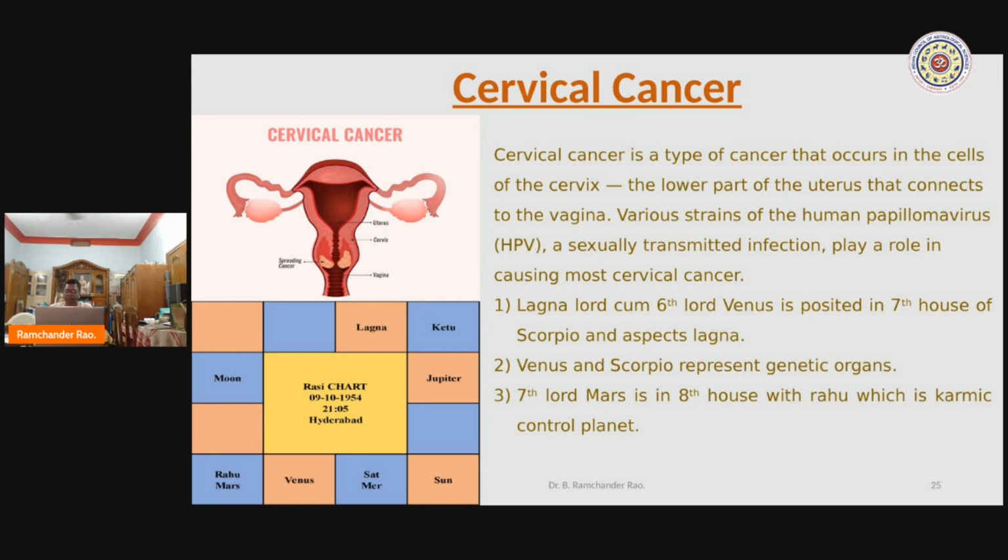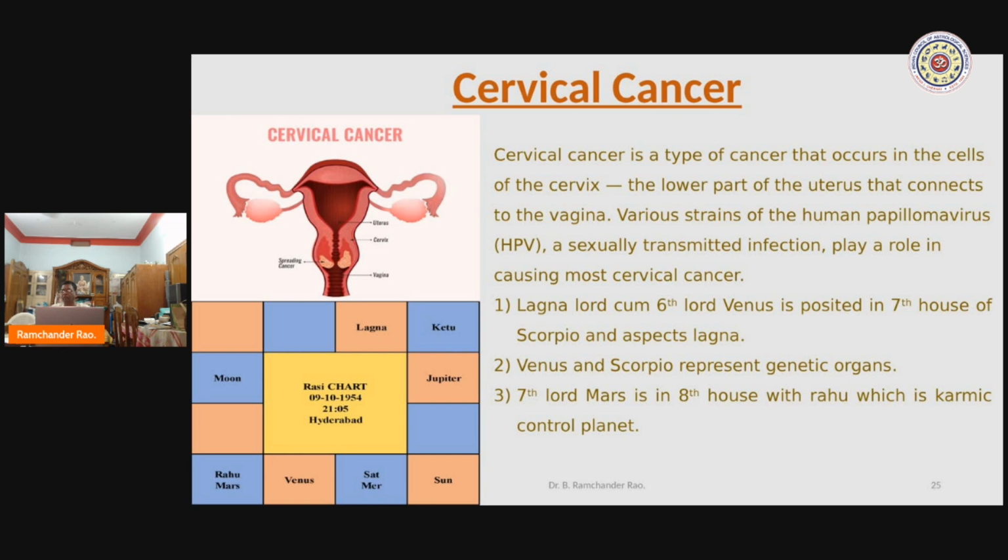Now cervical cancer, that is very, very important. Cervical cancer is a type of cancer that occurs in the cervix, the lower part of the uterus that connects to the vagina. Various strains of the human papilloma virus, HPV, a sexually transmitted infection, play a vital role in causing most cervical cancer.